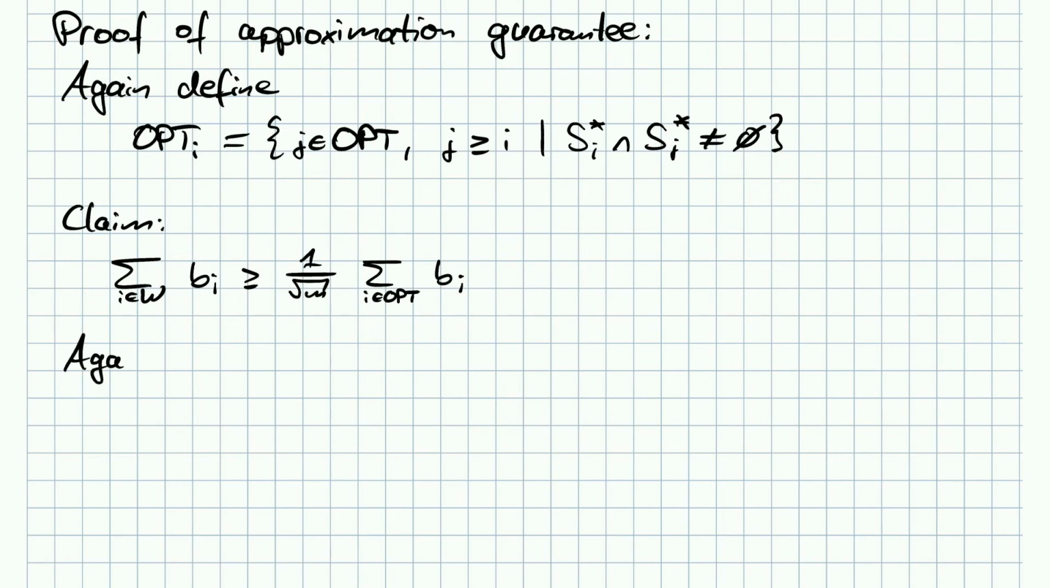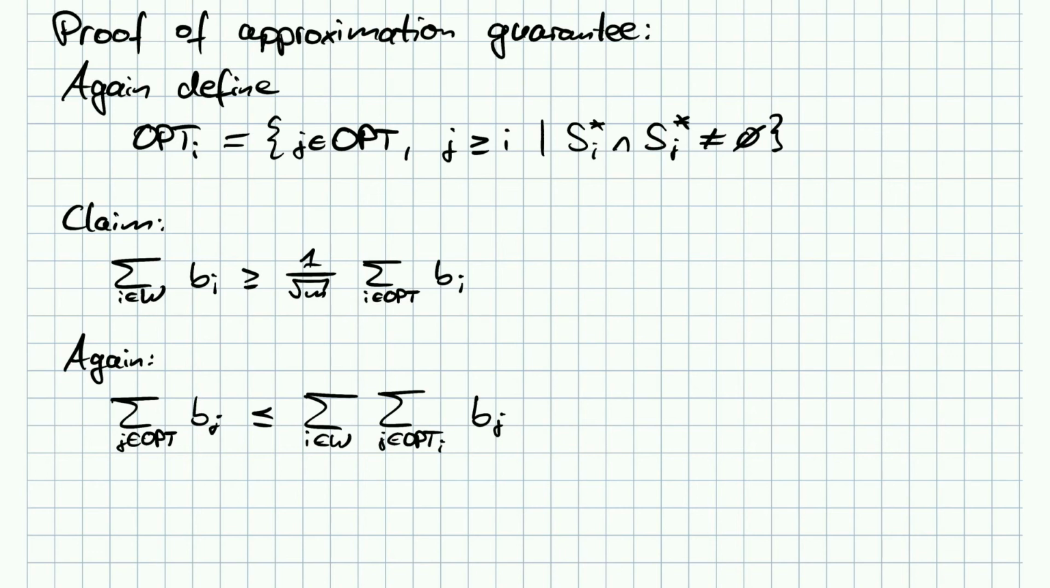Again, we can rewrite this set of the j in opt bj. I'm now calling them j to now be able to do this step. We could instead take the sum over all i in W and then take the sum over all j in opt i bj. This is exactly the same step that we've done before.